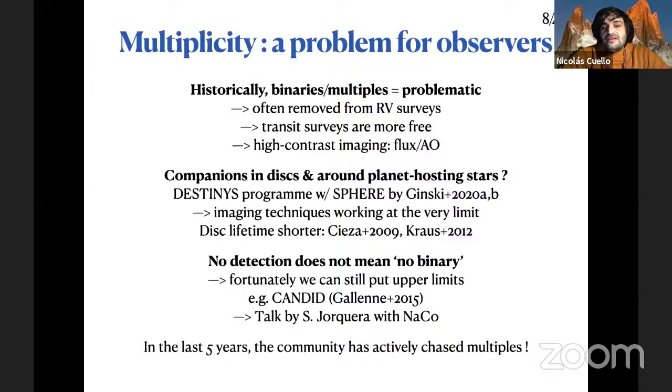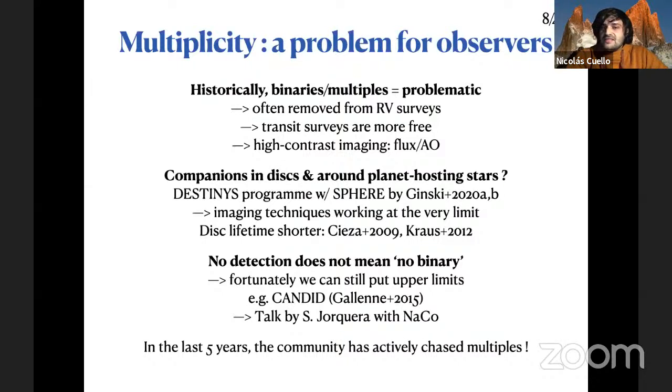But now there is the companion, there is an active search of companions in disks and also around planet hosting stars. And I would like to point to this program, DESTINYS, by Ginski and collaborators, done with SPHERE, where they're using the imaging techniques at the very limit. And they're finding some companions where people thought that before there was nothing. And that might explain a few things.